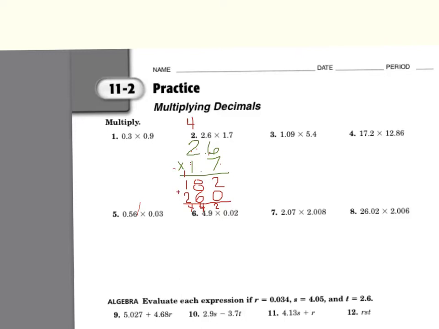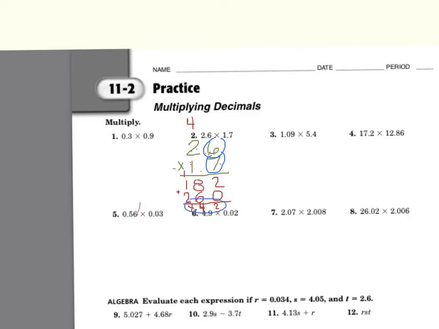All right, now 442 is not my answer. I have to go up here and count how many decimal numbers are in my problem. There's 1 decimal number here, and there's 1 decimal number here. So that's 2 all together. So I need to make sure I have 2 in my answer. Where would my decimal be? It goes right there. 4 and 42/100.